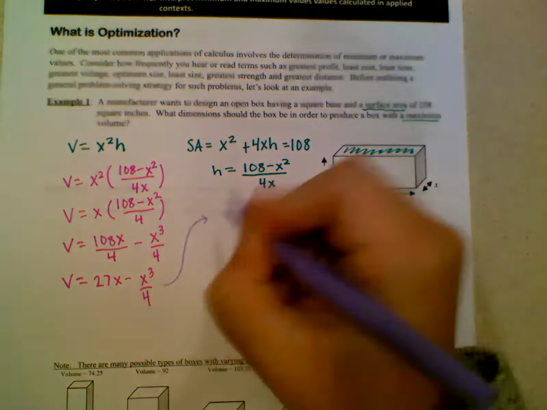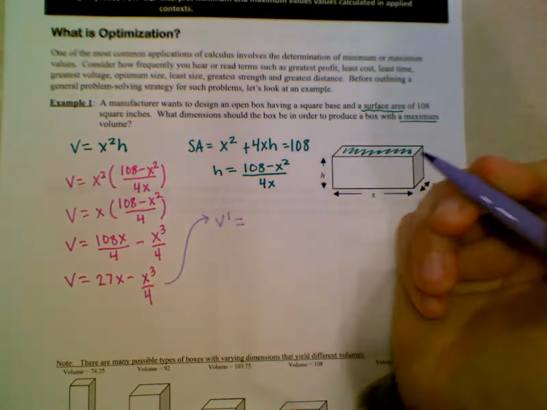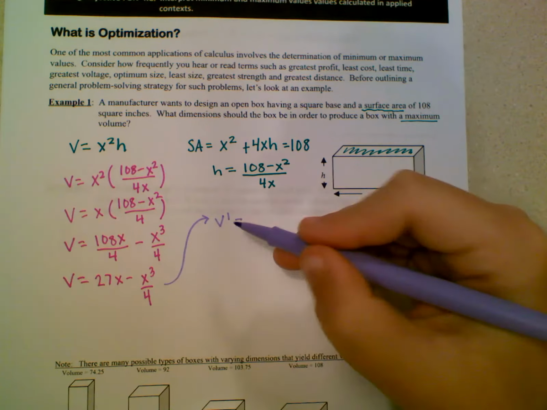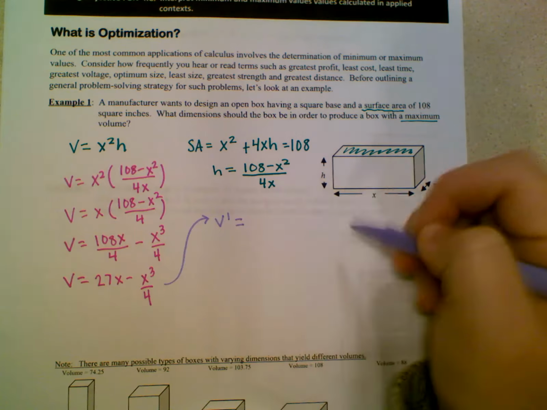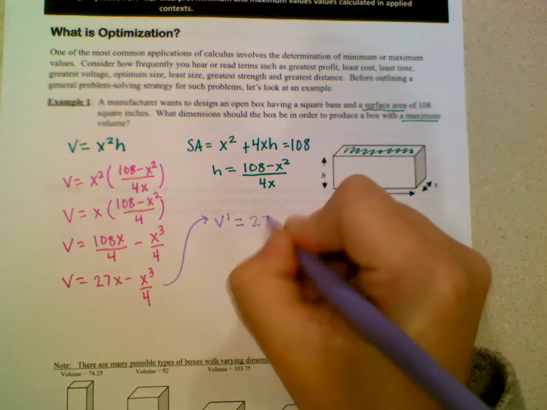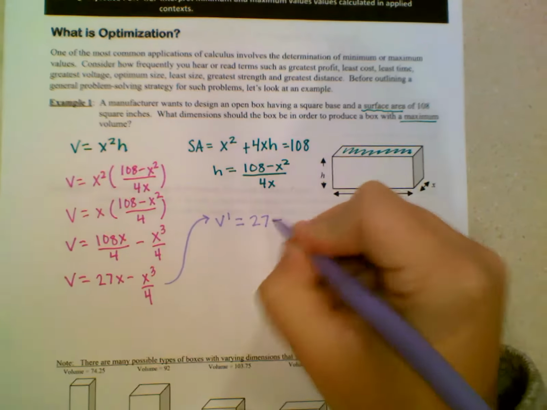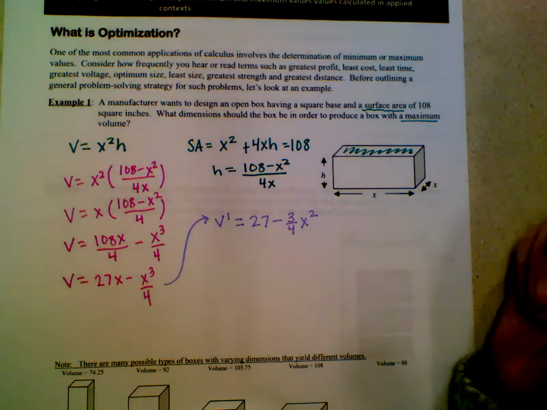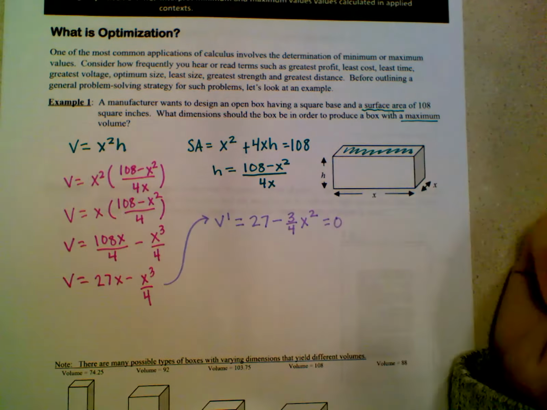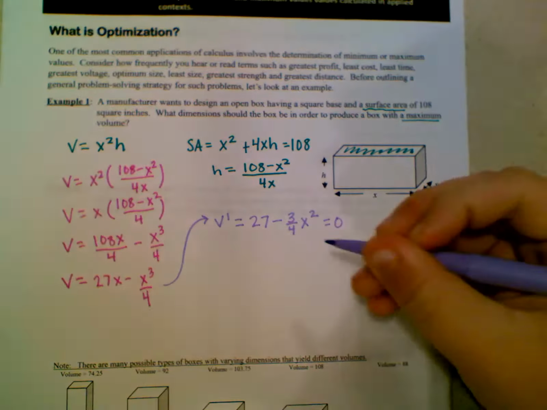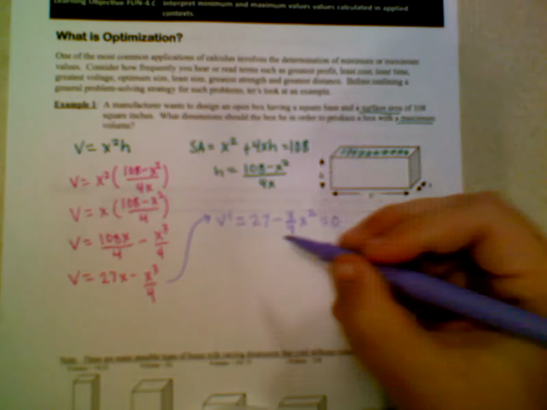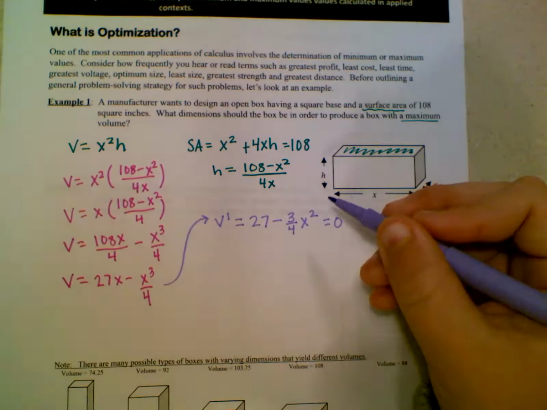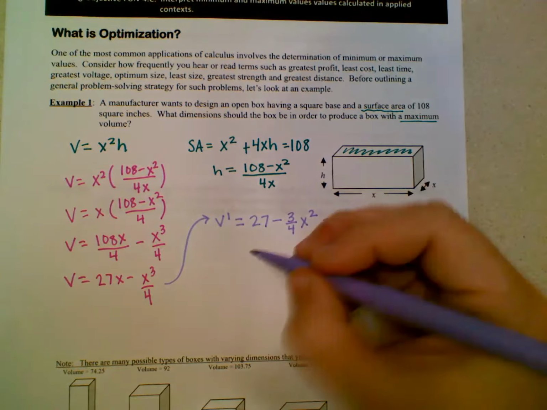So from here, I'm going to jump over and find v prime, because maximum and minimum values happen when the derivative is equal to 0. So we're going to find v prime and set it equal to 0. So 27 minus, this would be 3/4 x squared. And we are trying to find where that is equal to 0, because maximums and minimums exist where this is equal to 0. All right, solving, you can either factor, use the quadratic formula, or use the square root property here because it's just an x squared. So that's the one I'm going to use.